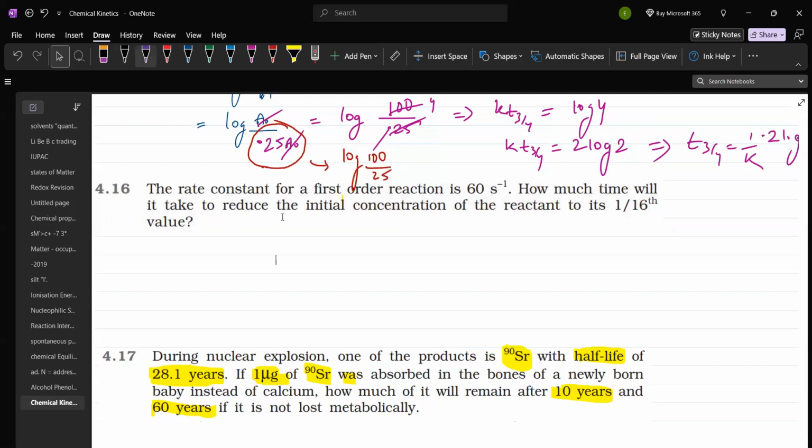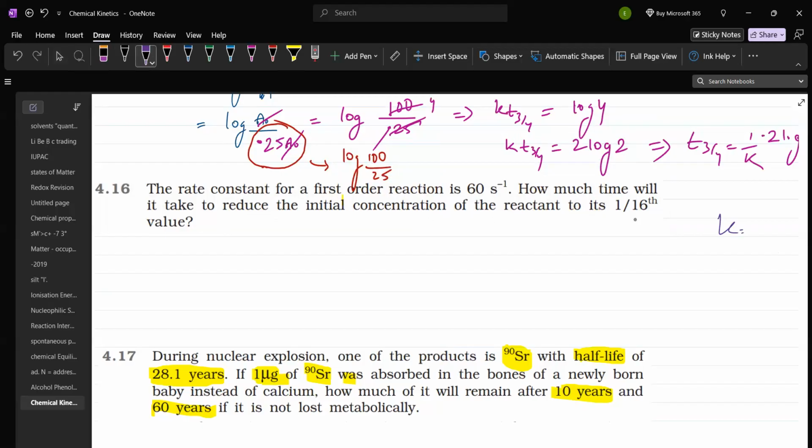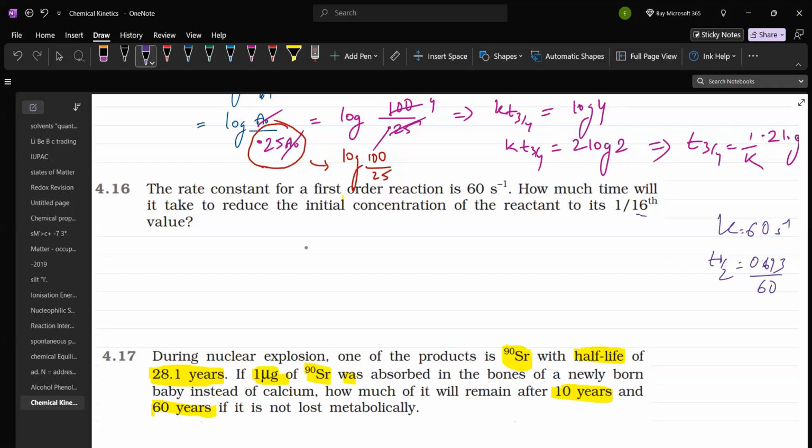Let's see. The rate constant is given. K is given, and it is asking you to tell the time when the concentration has become 1/16th of the value. K is given as 60 per second. So from here we will get T half, which is 0.693 upon 60. Yes or no? Without T half we could not solve this question. Understood, Rishita? So it is asking for 1 upon 16.